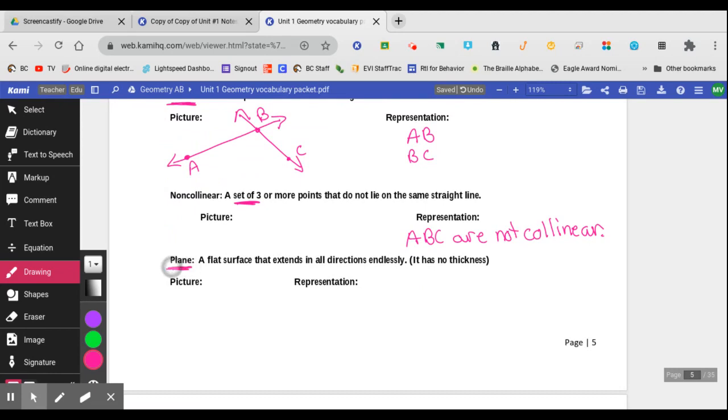Plane is our 3rd undefined term. It's a flat surface that extends in all directions. Think piece of paper. So we have a plane, and I'm going to call this plane P, which we can represent with a single capital letter on the bottom, or you can represent it with 3 non-collinear points. So I could say that that's plane KLM, or plane P.